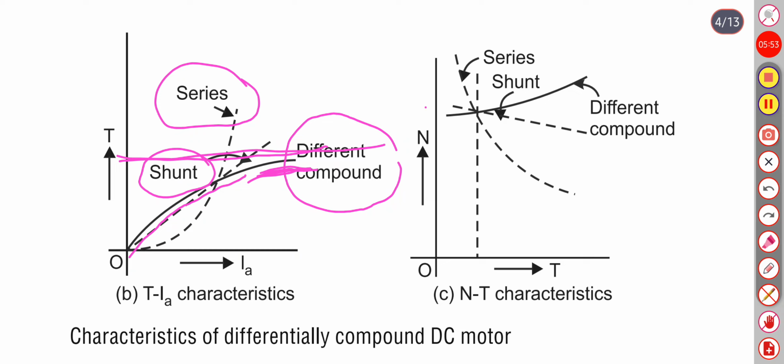If we see the speed versus torque characteristic in differential compound wound, at a certain speed the torque is minimum when the speed is high. If torque increases, speed also increases, which means upon increasing the speed, torque is being increased. So this is very different from the series and shunt.